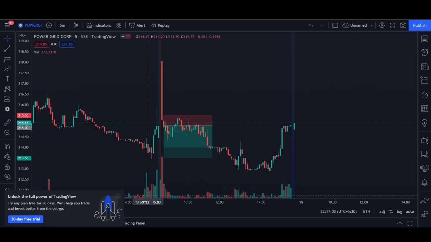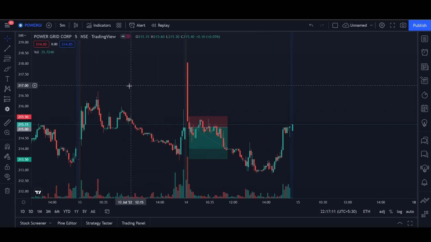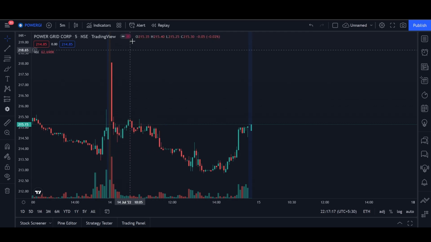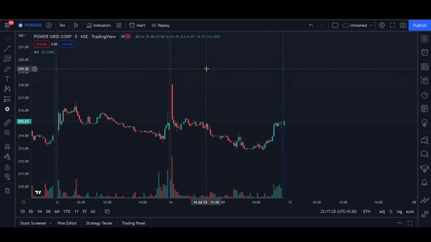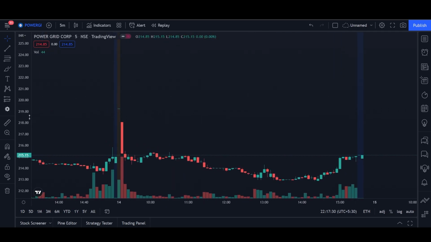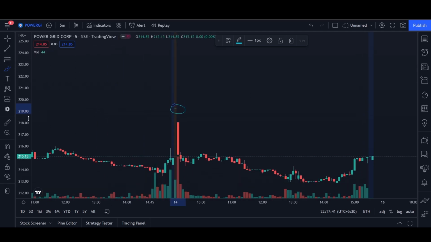So over here we have Power Grid opened up on the TradingView terminal. Now I'll be showing you how I took a trade. As we can see, the market data told us that the open was the highest. The opening of the stock was right here, this candlestick right here. This was the opening, and as soon as the stock opened, the stock started to fall. The stock took a reversal.